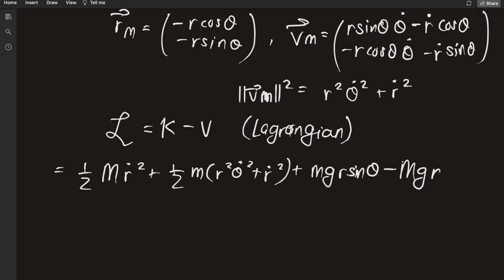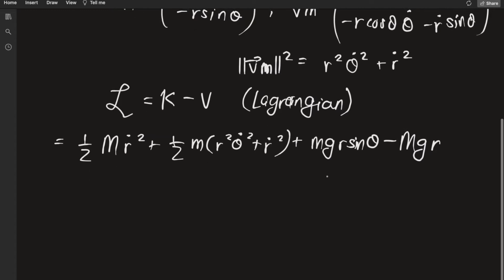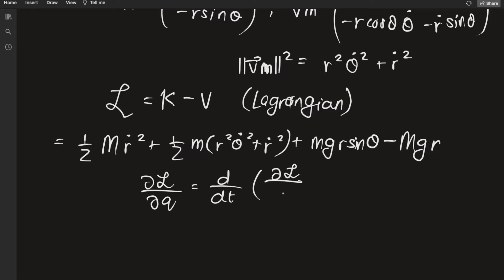Now all I need to do is plug this into the Euler-Lagrange equation. The Euler-Lagrange equation is as follows: the partial derivative of the Lagrangian, the quantity we just found, with respect to q, and for this we can choose any free variable. I'm writing it generally first. It is equal to the time derivative of the partial derivative of the Lagrangian with respect to q dot, whatever the free variable is.